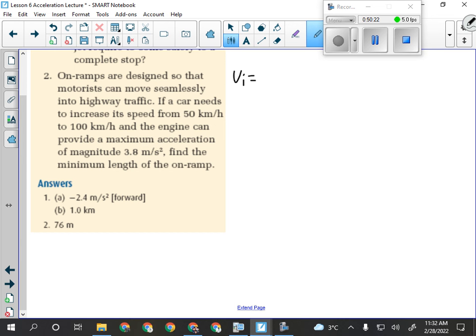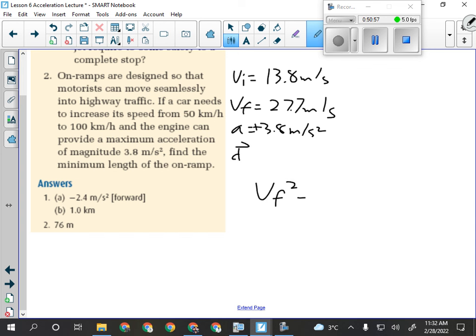So we know that our initial velocity is 50 kilometers per hour, which is what, 13 point something? 13.8. 13.8 meters per second. On our final velocity, 27.7. Is that right? Yeah. Okay. Meters per second. And we've got to do that. We got to find the minimum length of the on-ramp. So this is what like an urban planner would do, okay, in designing an interchange. Okay, so we know their acceleration would be 3.8 meters per second squared, and that would be positive because they're accelerating, they're actually speeding up.